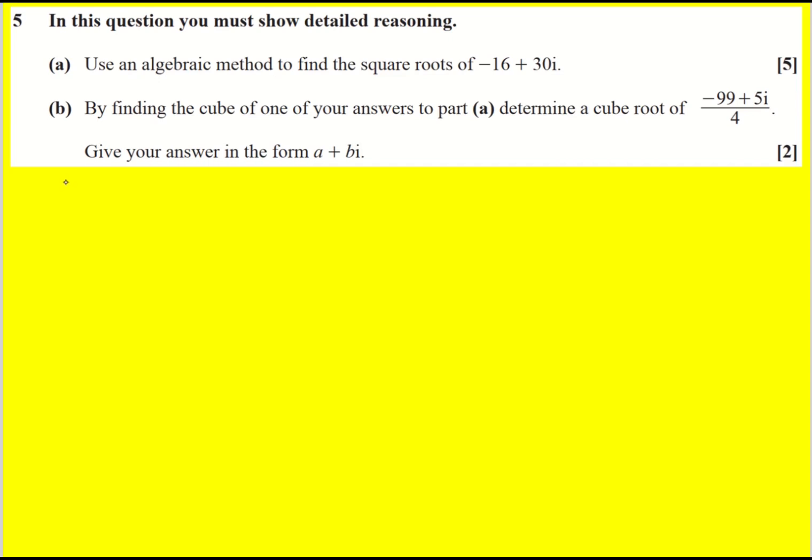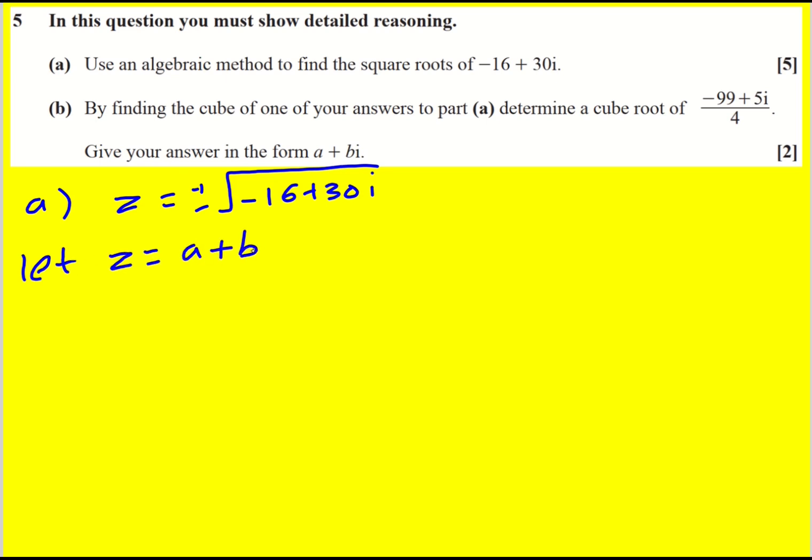Use an algebraic method to find the square roots of minus 16 plus 30i. So we want to find z such that it's plus or minus the square root of minus 16 plus 30i, which means we can let z equal a plus bi, a general complex number, a, b going to be real, and therefore it must be that z squared is simply minus 16 plus 30i, or in our case, (a plus bi) squared is minus 16 plus 30i.